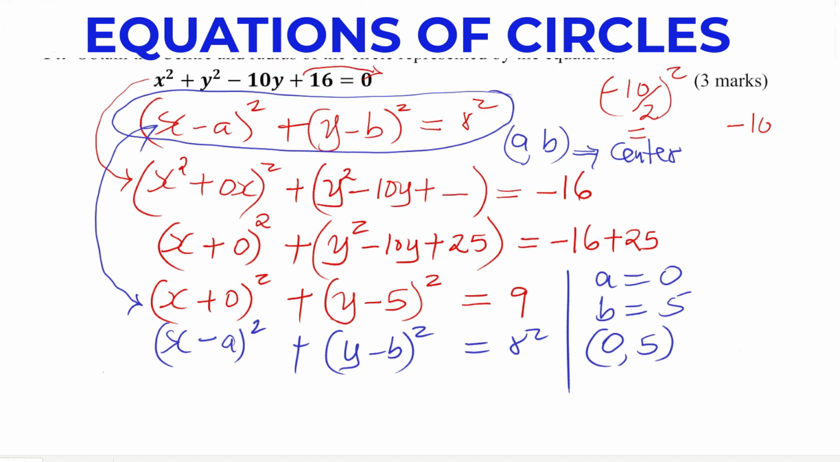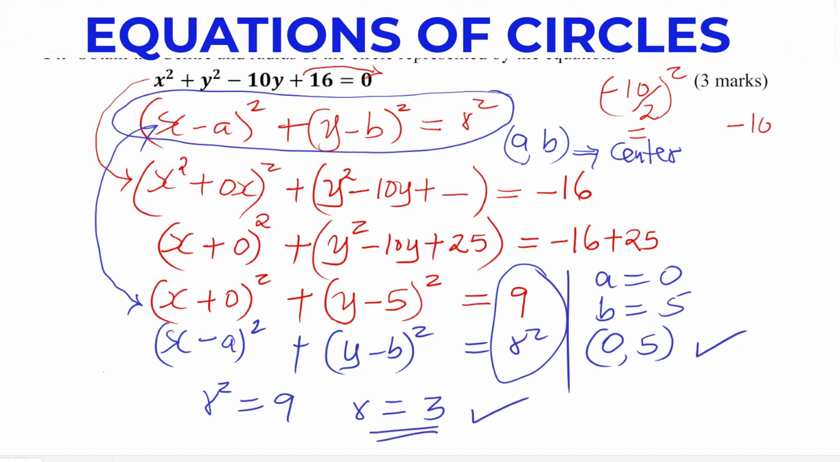Then for the radius, just compare what you have here. Radius squared is equal to 9, so radius is equal to positive 3. You don't consider the negative for the radius. So we have answered the question. We've given the center and we have given the radius.